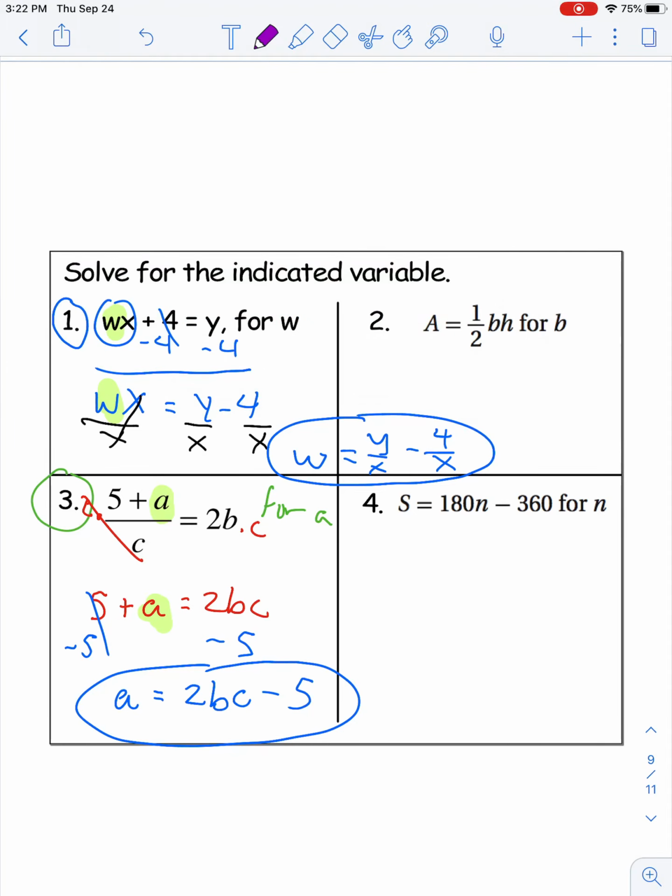Okay, the answer for number 2, your B value should equal 2A divided by H. And for number 4, N is equal to S divided by 18 plus 20. And that is the end of our Basic Skills Day 10.